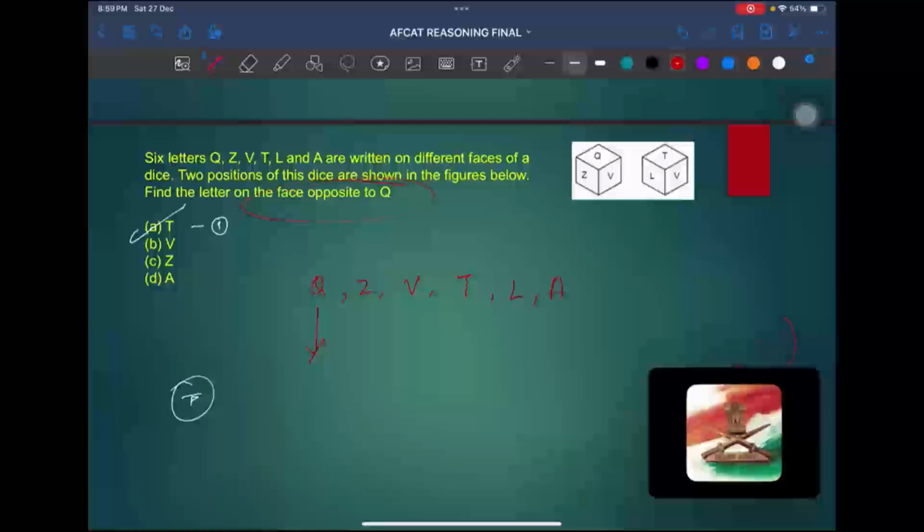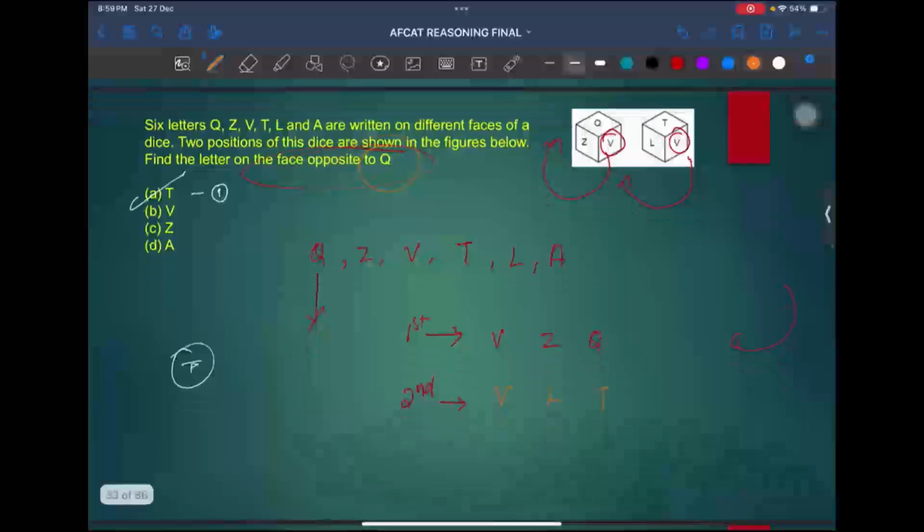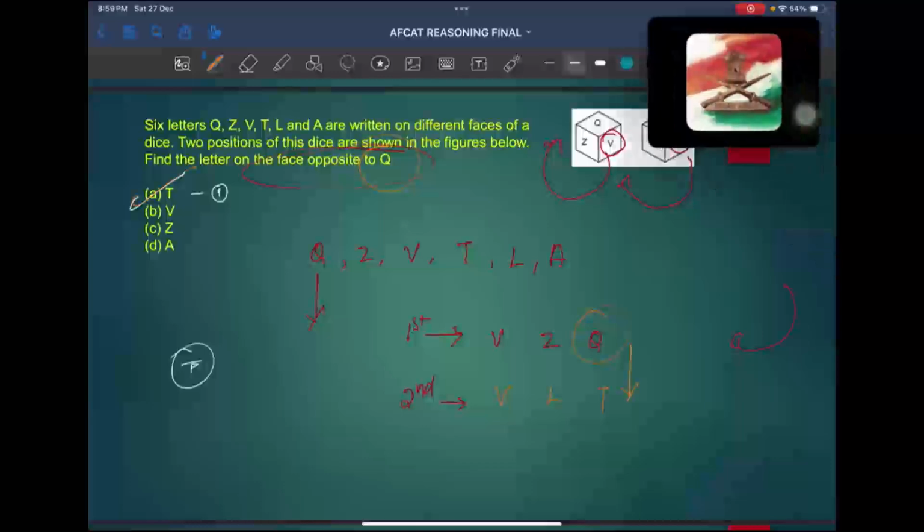The common letter is V and V, and the other two letters are completely different. When we find a single letter common in two dice, you just need to move it in a clockwise way. The first dice tells us it is V Z Q, and the second dice gives us the information that it is V L T. So the question is asking, what will be the opposite value of Q? It will be T. So option A is the correct answer.